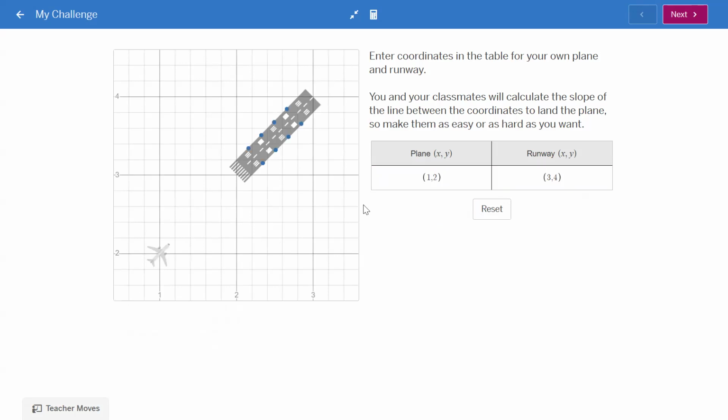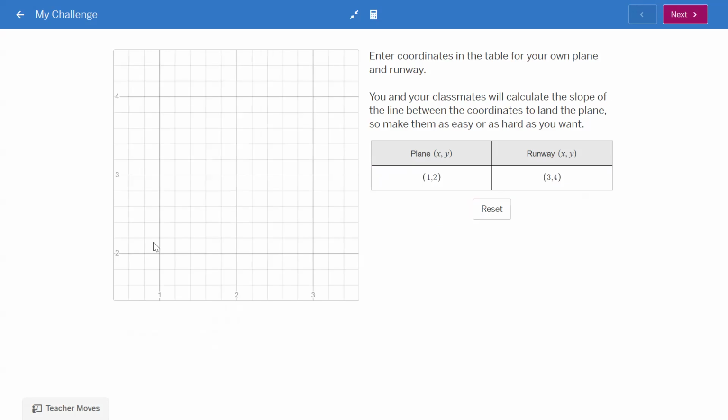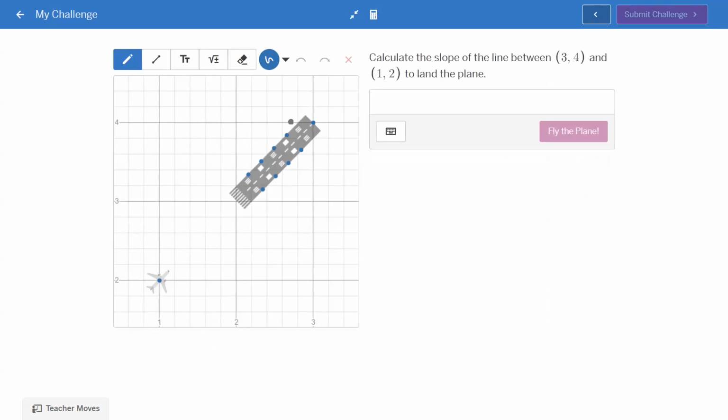You're going to say, yes, I like that. If I don't like that, I can reset it, come up with something else, put new points in. But whatever you put in here, it's going to draw that for you, see if you like it. You are then going to hit the next button. You now need to answer your own problem. So you need to solve for your own problem.